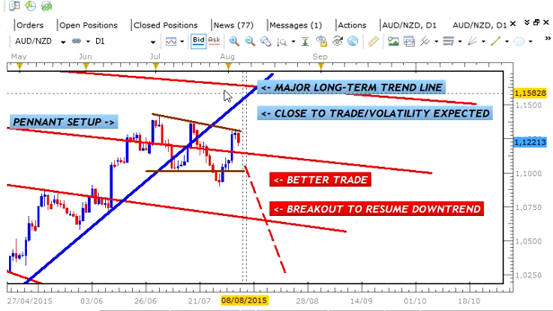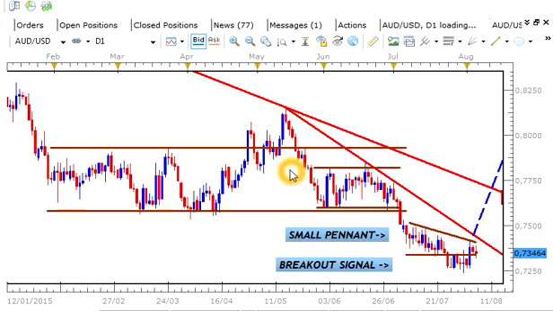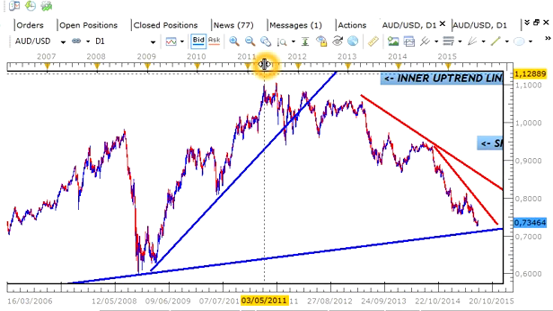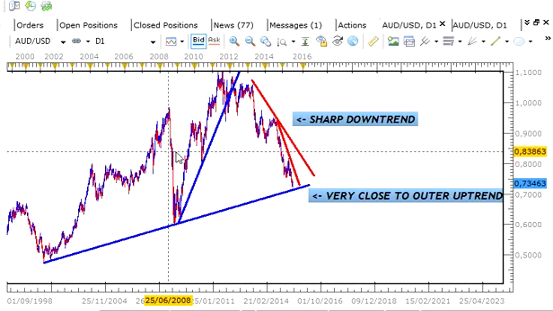major outer trend lines. Taking a look at the Aussie dollar, just to give you an example of what I'm talking about. Here we see that the market came very close to this very significant outer uptrend line as well.